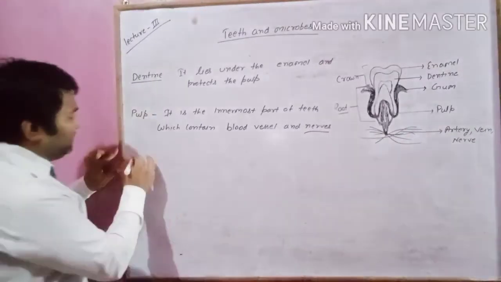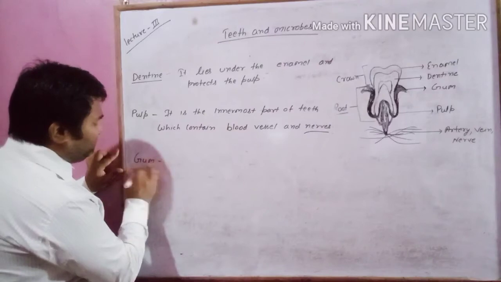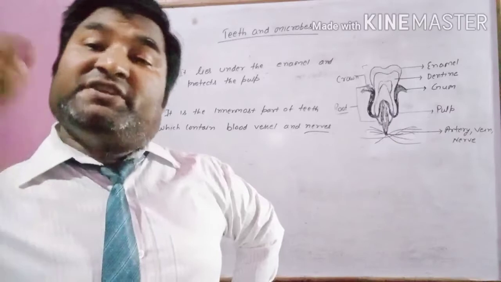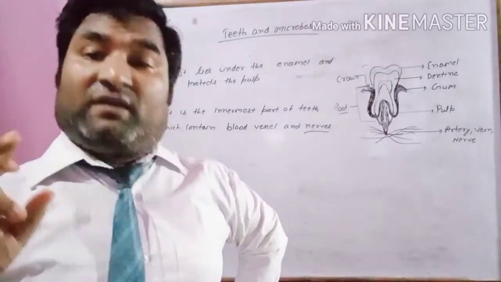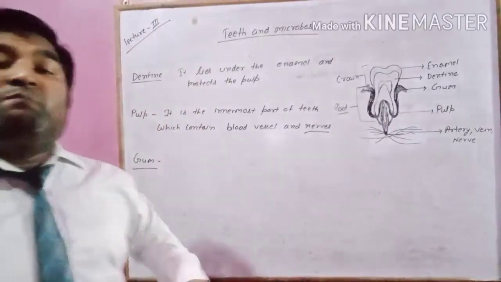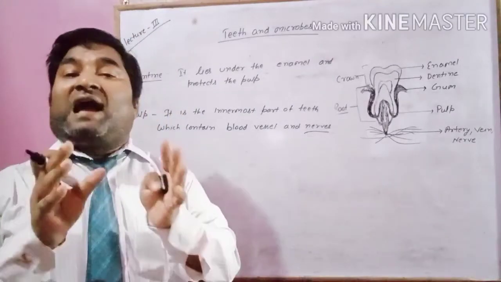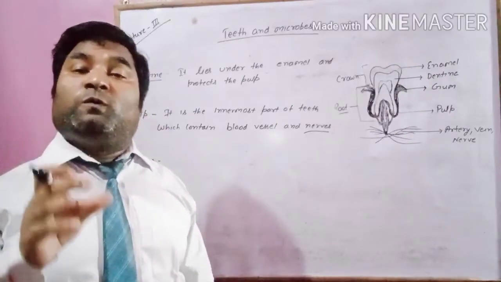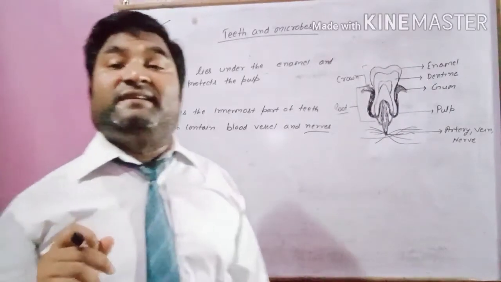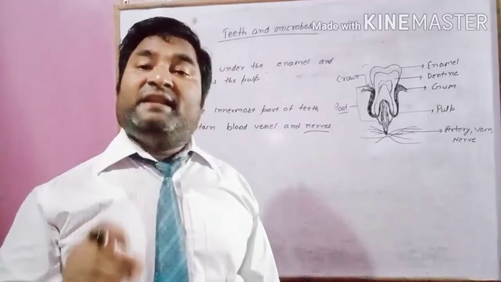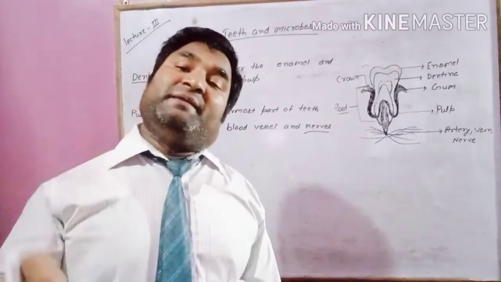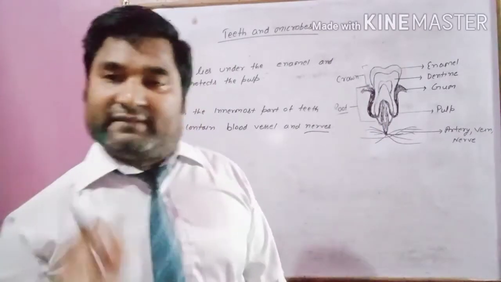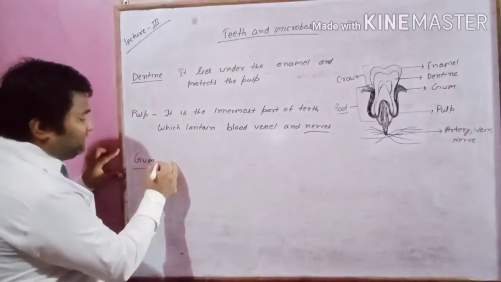One small point, gum. What is the use of gum? The pink colored structure in which teeth are present is called gum. Gum holds the teeth at their right place. Unhealthy gums cause pain and bleeding, and ultimately it may cause loss of teeth, meaning the teeth may fall. So there is a small point about gum.